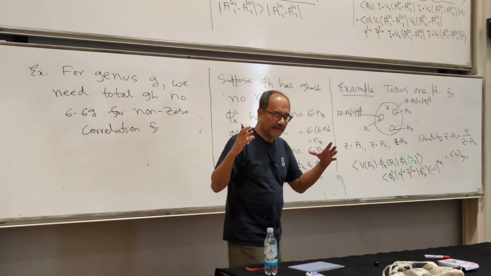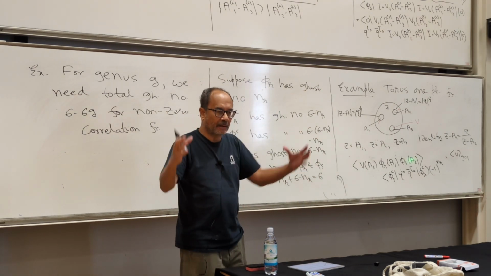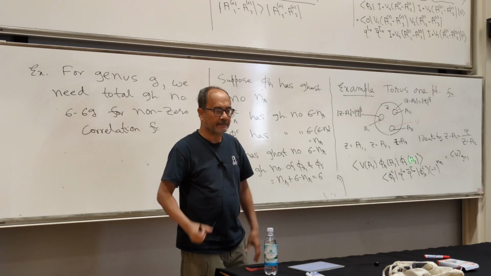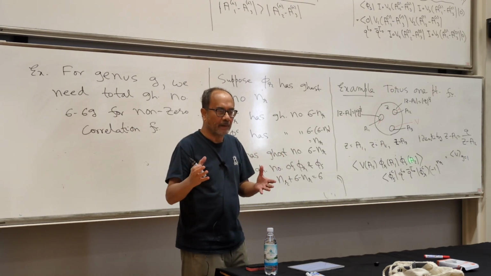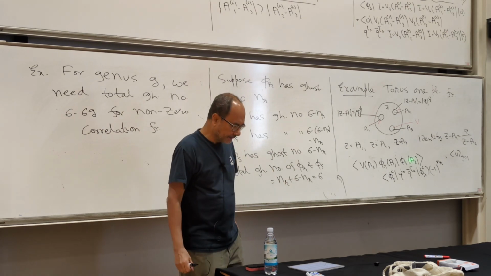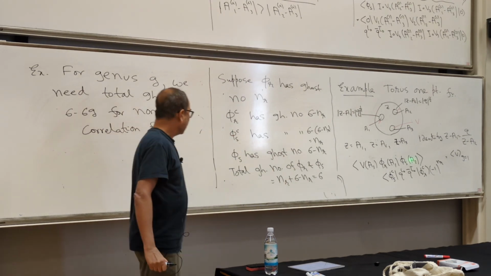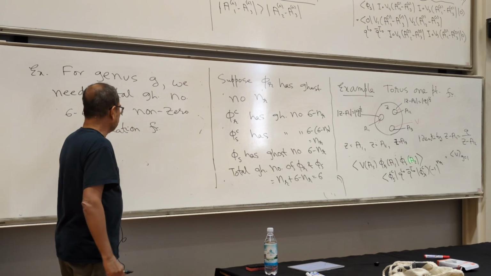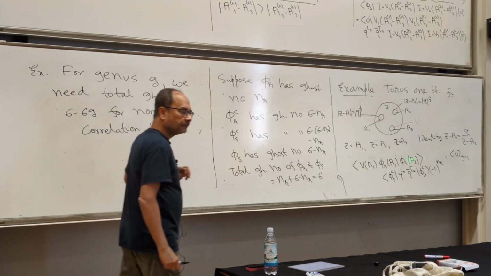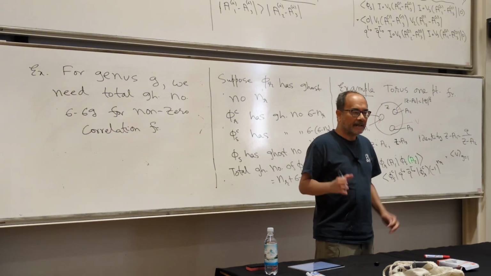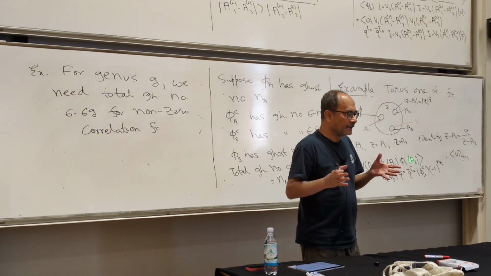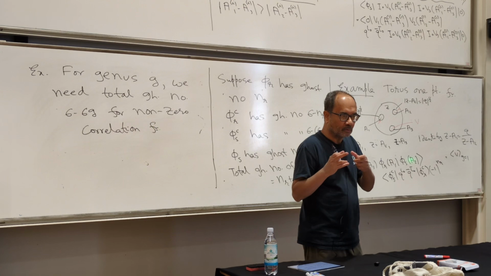If you have a general correlation function, the total ghost number of all the operators has to be 6 minus 6G. So if it's a one-point function, that particular operator has to have ghost number 6 minus 6G. And you can also verify that with this rule, the expression for the amplitude that I wrote down has the correct ghost number as long as each external state has ghost number 2.